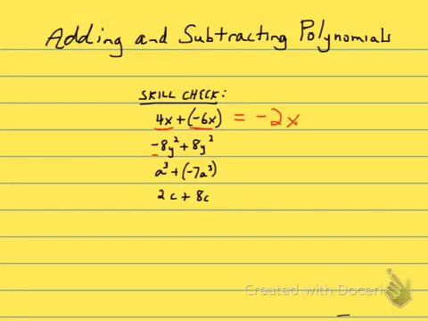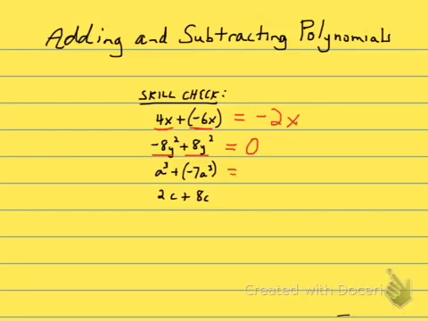What happens here? Negative 8y squared plus 8y squared. Well, you can combine them. They're like terms. They both are y squareds. But negative 8 plus 8 is 0, and 0 times y squared would still be 0.